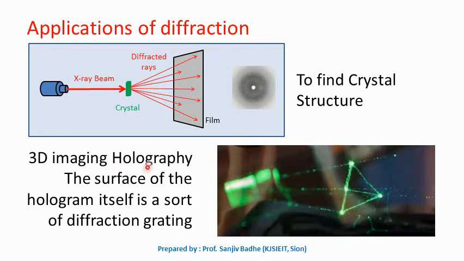This is another application, holography, which is nothing but 3D imaging. In holography, a hologram is recorded on a photographic plate. A hologram is nothing but the interference pattern which is recorded due to the laser rays reflected from different parts of the object and the mirror.